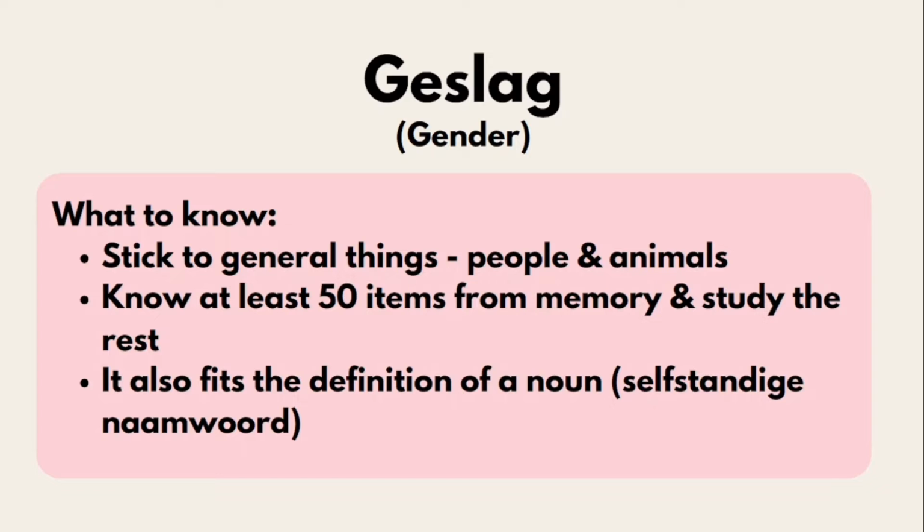This is very important because you're doing first additional language, your teacher will try to make it as simple as possible. And the simplest that you can ask this is asking the gender of people and of animals. Here I said you need to know at least 50 items from memory and study the rest. But actually what I mean is if you know 50, that's enough to go into the test with, because it's something that you already know. And then here it says it also fits the definition of a noun, a selfstandige naamwoord, because this is one of the identifiers of a noun.